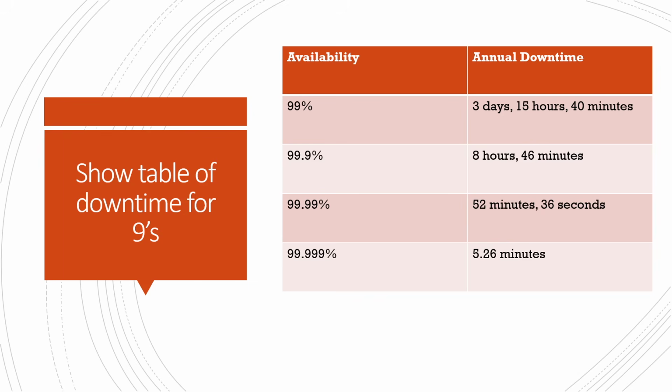A common metric that you might have heard of is 5 nines, which is this bottom right here, and that equals 5 minutes out of the year that you're down. That's a pretty common service level agreement for many companies.